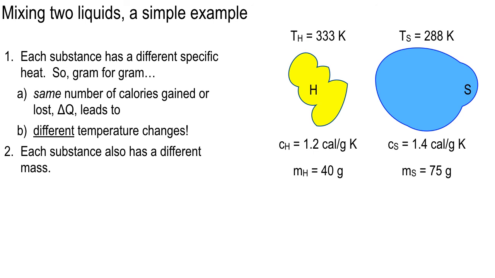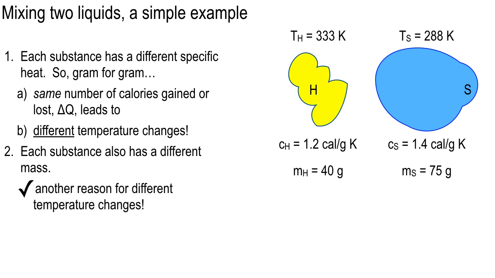You know what that means? Since the mass of S is bigger than the mass of H, and since the specific heat of S is bigger than the specific heat of H, that means that when they exchange energy, H is going to cool down more than S warms up. They're not going to be the same size, and whatever delta T happens is going to be bigger for substance H than it is for substance S.